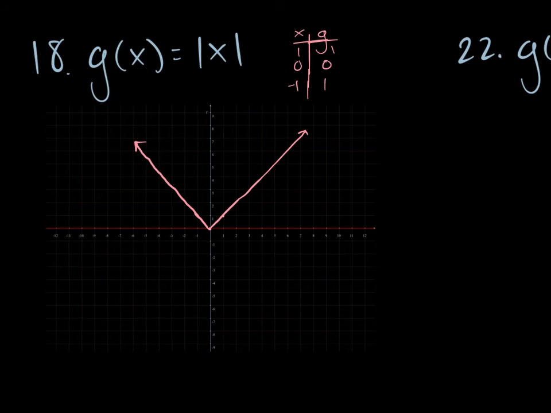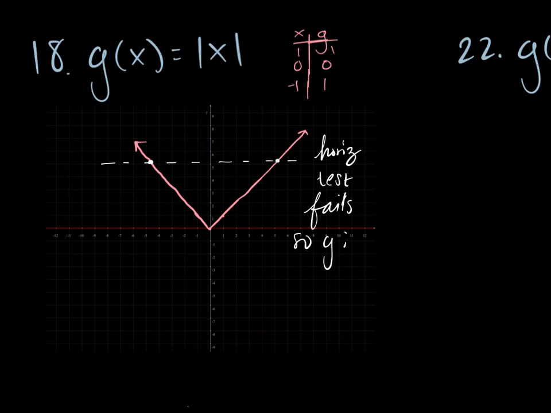Okay. Next, we want to take the horizontal line test and see if it works here. And if we do a horizontal line test, right there, I automatically see the horizontal line test fails. So g is not 1 to 1. Therefore, g has no inverse. Okay?